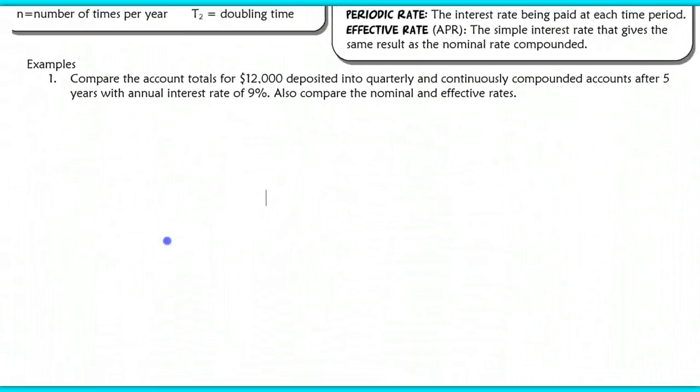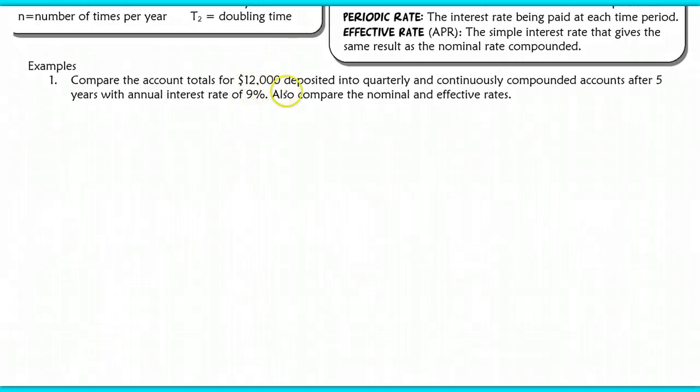Okay, it says to compare the accounts for when you deposit the same amount, $12,000, into a quarterly and continuously compounded account. So you're going to have it for the same amount of time with an interest rate of 9%. We're going to compare then the nominal and effective rates. We should know what this vocabulary means, and if we don't, go back and watch that part of the video.